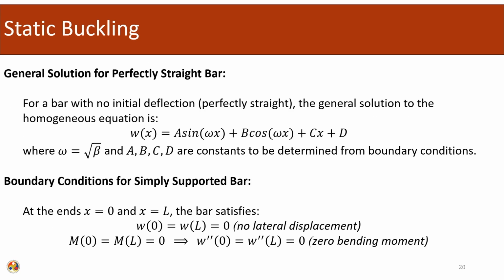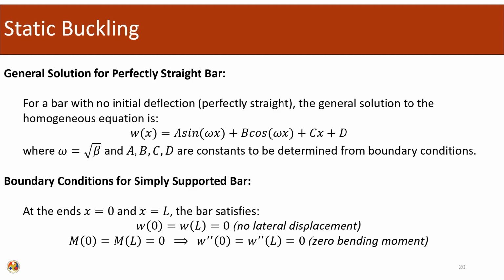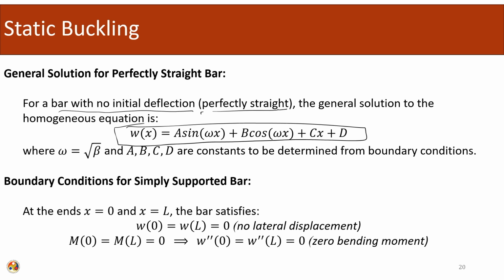For a perfectly straight bar, assuming the bar is perfectly straight, we have the general solution. This solution is for a bar with no initial deflection, and the general homogeneous solution is given by this equation. The deflection is given by A sin omega x plus B cos omega x plus C x plus D, where omega is square root of beta and A, B, C, D are constants to be determined from the boundary conditions. Then we went ahead and put in the boundary conditions.